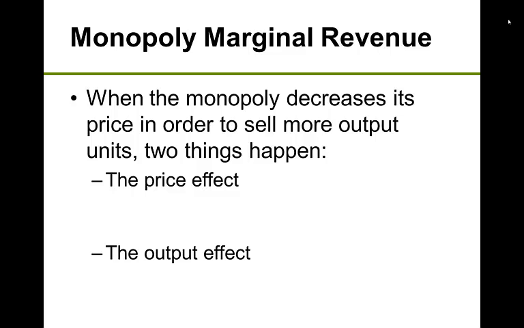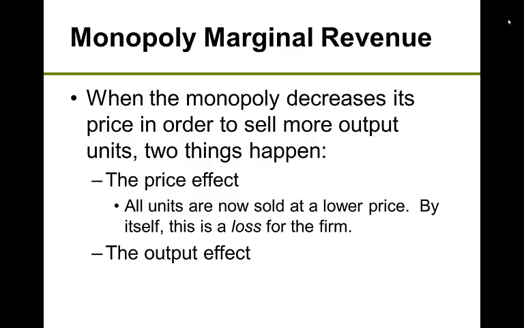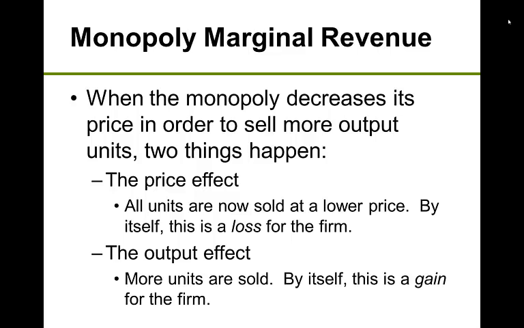So why is this? Well, there's two things that happen when a monopolist decides to sell more units of output. The first thing is that if a monopolist wants to sell more, it has to decrease its price. So all the units that the monopolist sells are now sold at a lower price. This is going to decrease the revenue for the monopolist. This is known as the price effect. But the monopolist is now selling more units. So that's a gain in revenue. This is known as the output effect.